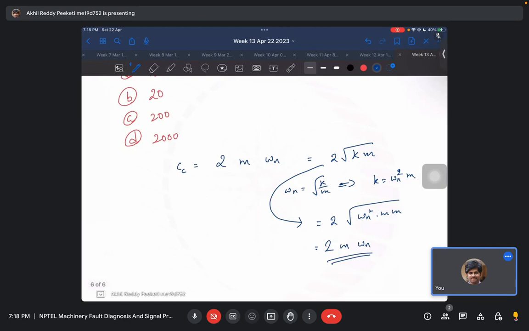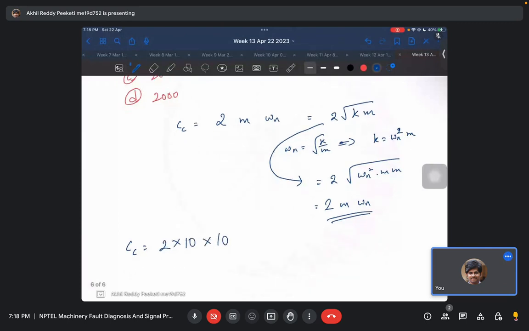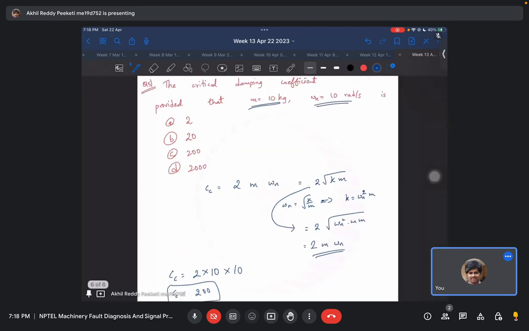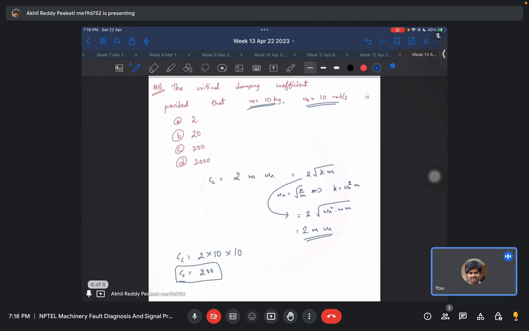In this case we know the mass is 10 kg and omega n is 10 radians per second. So the critical damping coefficient would be 200. So this is how you can calculate the critical damping coefficient when only the mass and natural frequency are given.